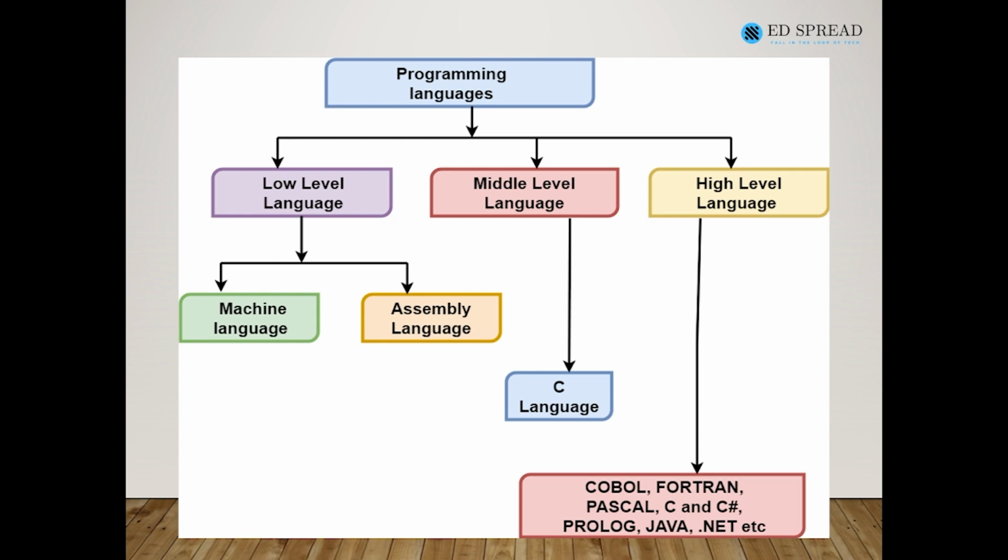they started something known as higher level languages, like the C programming language. C is a middle level language, and some say it is a high level language. It is neither very comfortable for the human nor very comfortable for the computer, so many say it is a middle level language. The higher level languages include COBOL, Fortran, Pascal, C#, Prolog, Java, .NET, and so on.